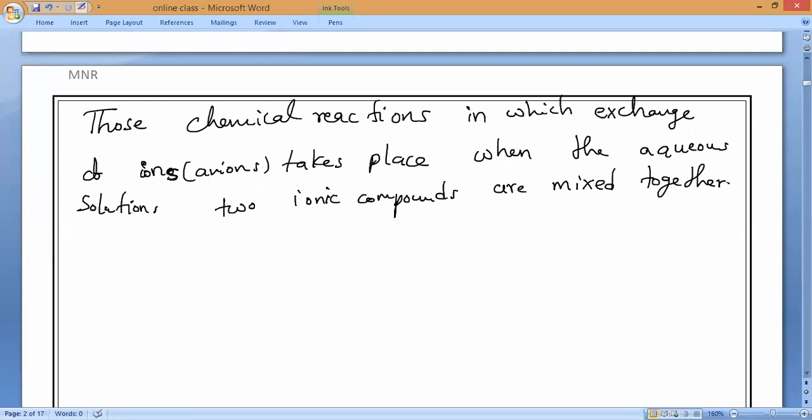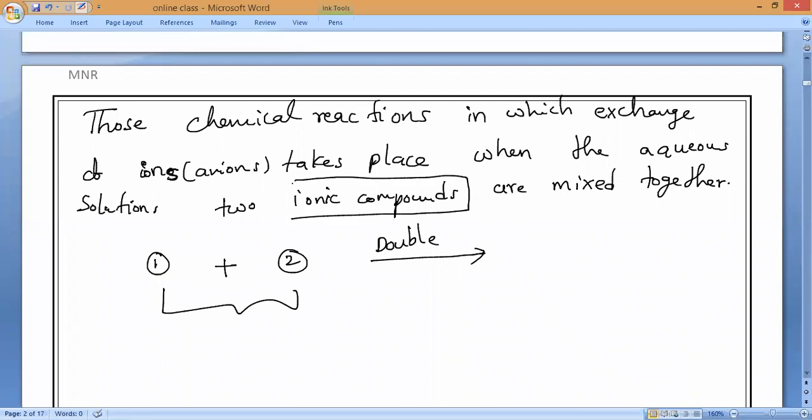So that is the first thing you all have to remember. If you want the double displacement reaction to take place, how many reactants do we need? We need two reactants. Understanding? Both reactants must be which compounds, guys? They must be ionic compounds. And also, what is the state of them, guys? Both must be in aqueous state. You have to remember that. That is the first thing.